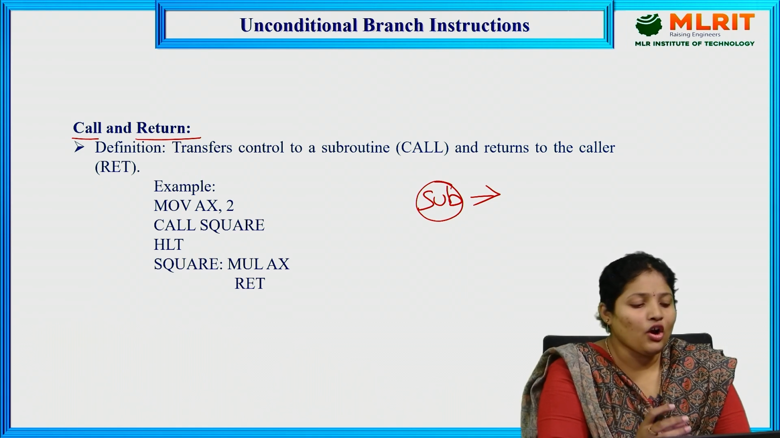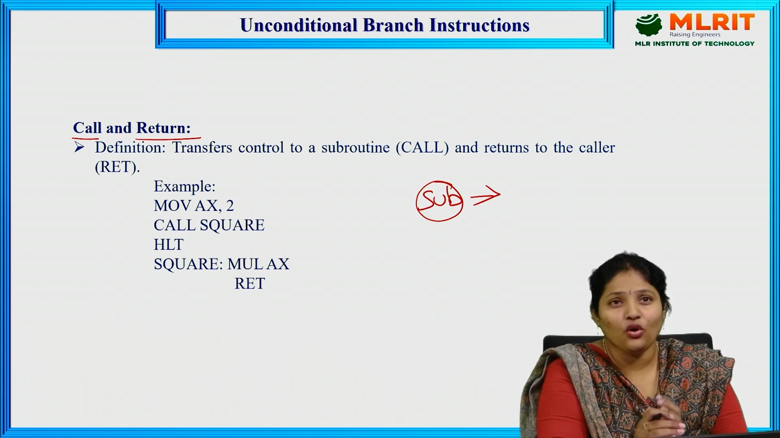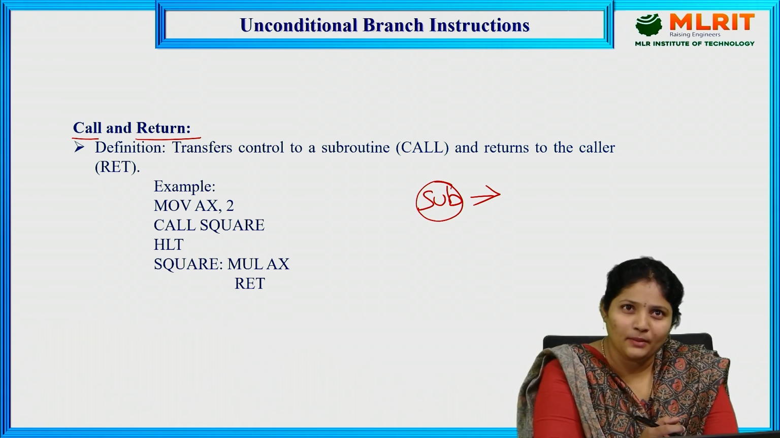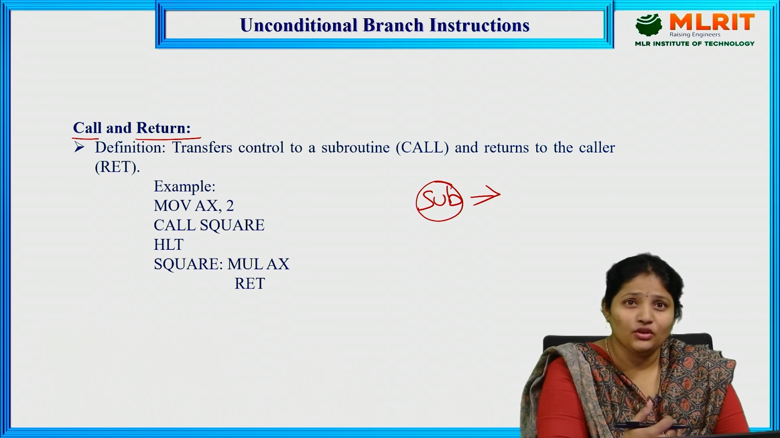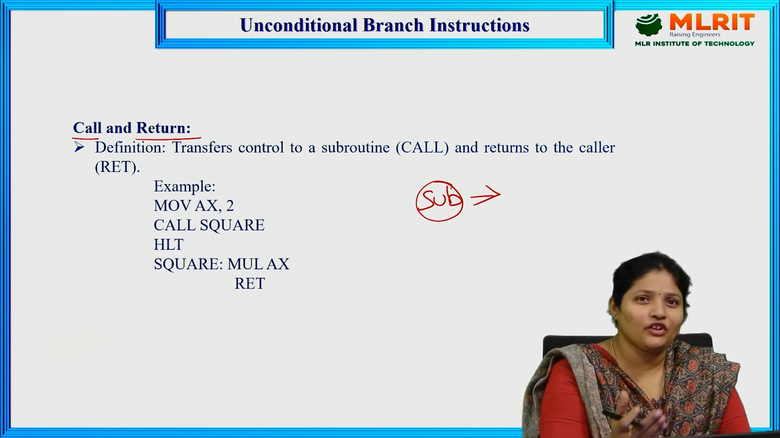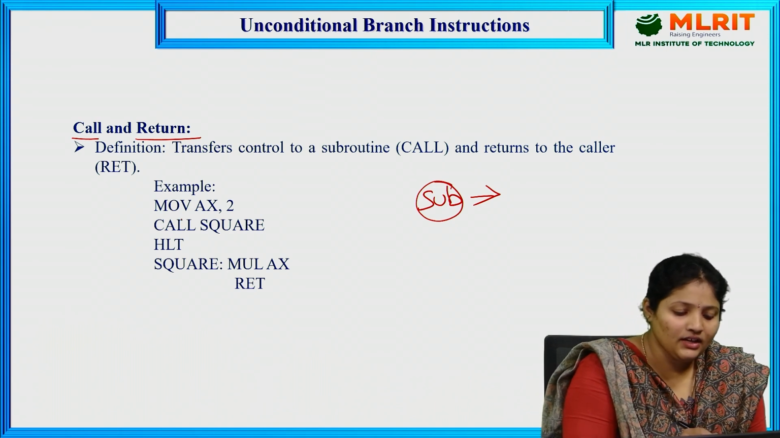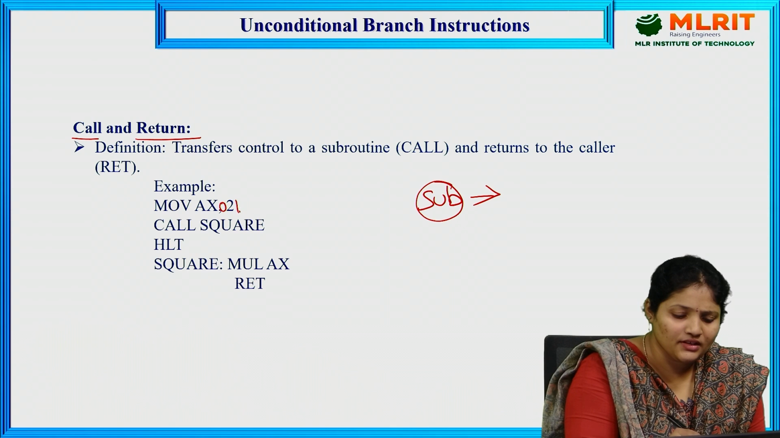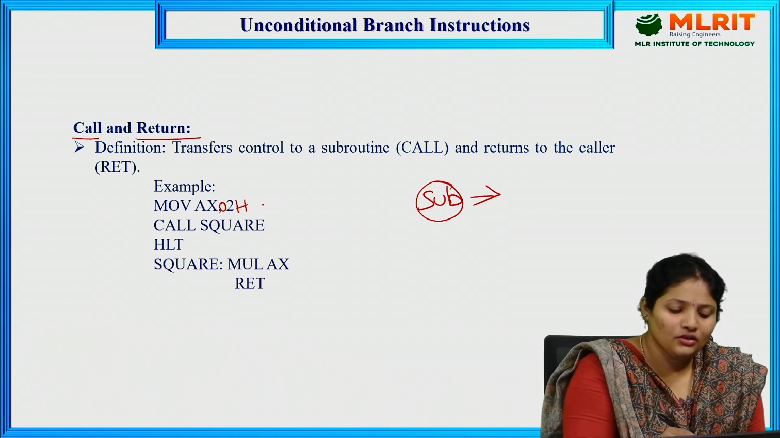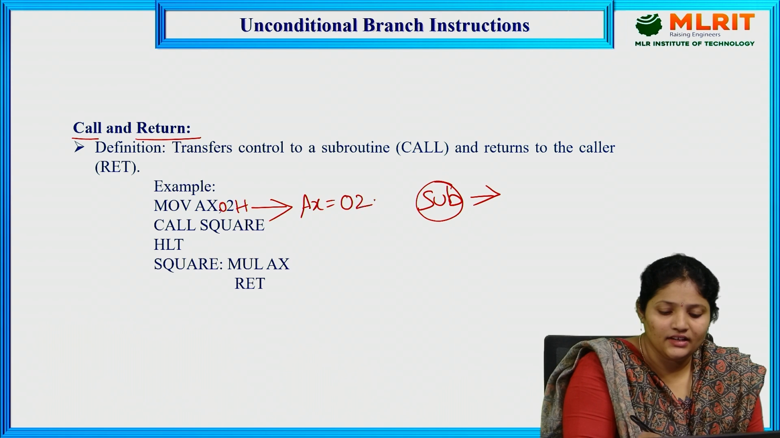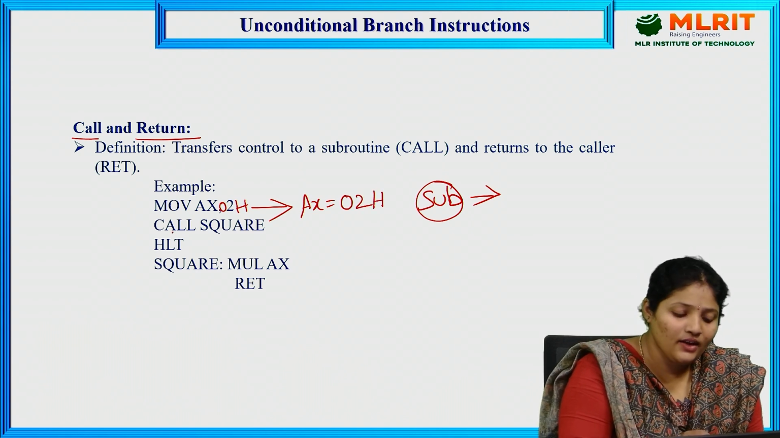So here call and return instructions are used to call the subprogram from the main program, and a return instruction is used to get back to the main program from the subprogram. So let us see one example over here. I am taking MOV AX, 02H. In this instruction, the AX register is filled with the data 02H. Now I am directly mentioning the call instruction.